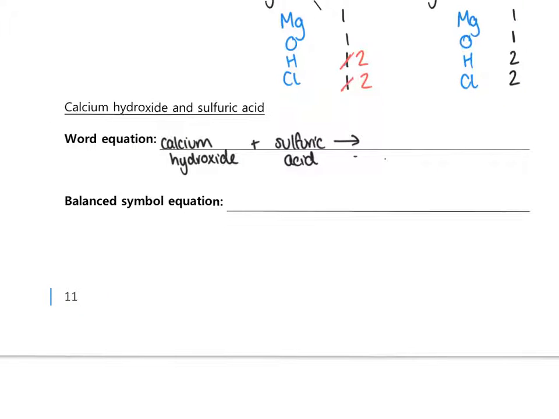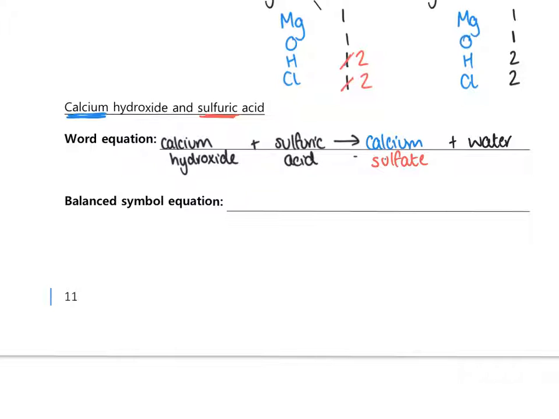The next example we have is calcium hydroxide reacting with sulfuric acid. First thing we need to do to complete our word equation is name our salt. First part of the name comes from the metal, which is calcium. Second part of the name comes from the acid, which is sulfuric acid. Sulfuric acid changes its ending to sulfate, and so the name of my salt is calcium sulfate. And then, as always, we have plus water at the end.